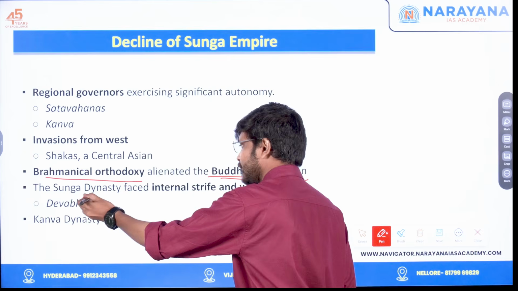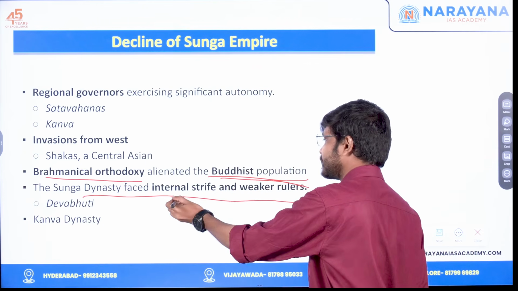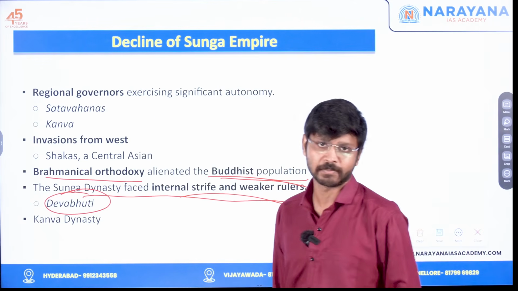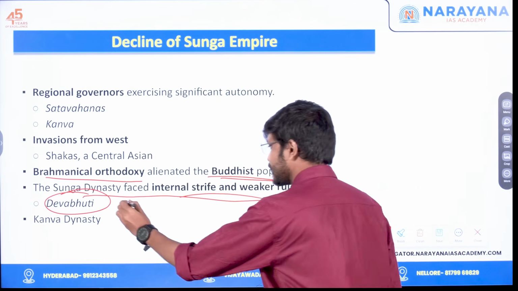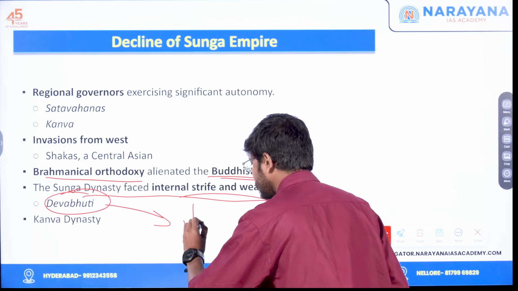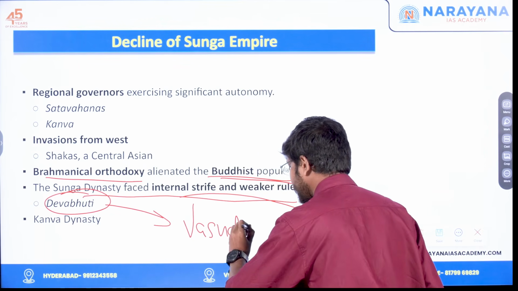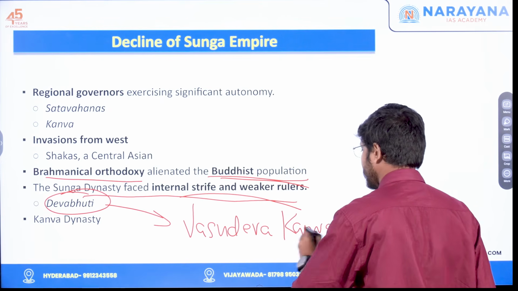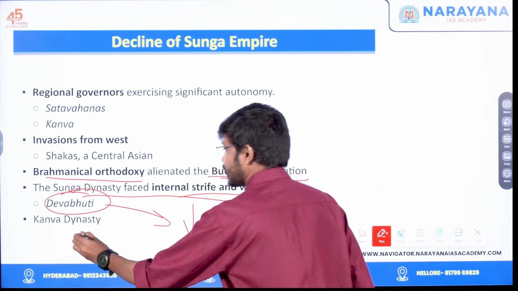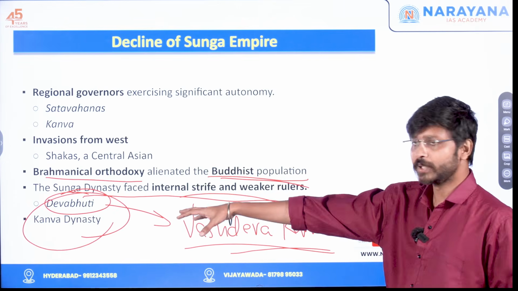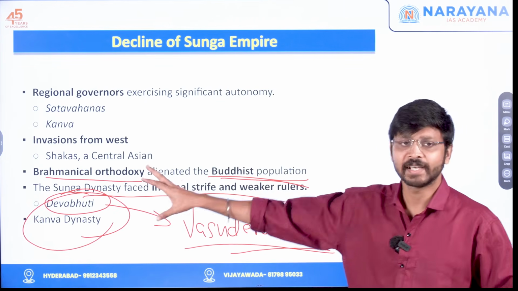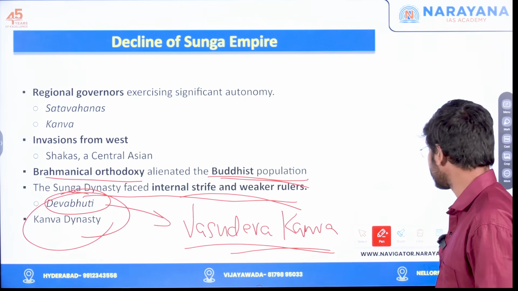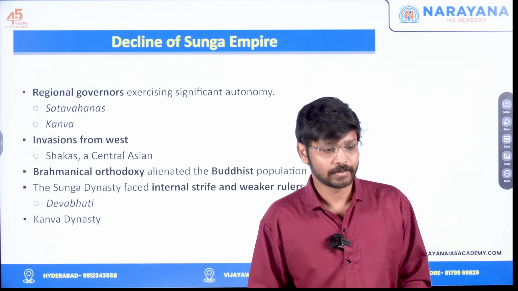And also in the later Sunga period, the dynasty faced internal strife, especially during the period of Devabhudi. Devabhudi was the weakest among them. He was assassinated by his minister Vasudeva Kanva, who established the Kanva dynasty, and that led to the complete decline of the Sunga Empire. Okay.